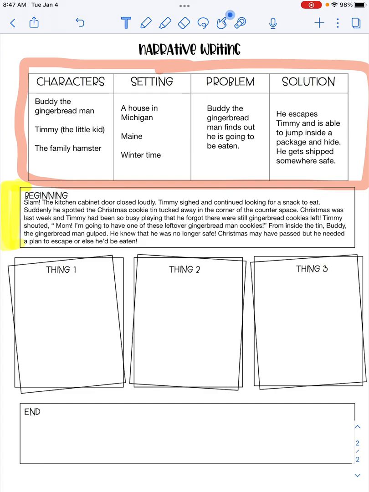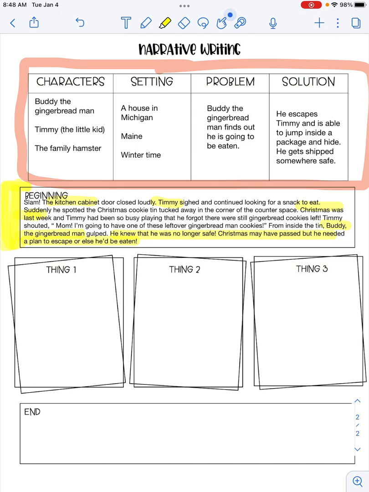So you can see here that I've included a couple things. I've included the characters, I've included Timmy, and I included Buddy the Gingerbread Man. I have included the setting. So I talked about how they were in a kitchen. You don't necessarily know it was a house, but you can kind of gather that from right now. And we don't need to include Maine yet because that's going to happen at the end. I've also included that it's wintertime because I said that Christmas was last week, okay? The problem that Buddy is going to find out he's going to be eaten, I definitely included that when I said he knew he was no longer safe. Christmas may have passed, but he needed a plan to escape or else he'd be eaten.